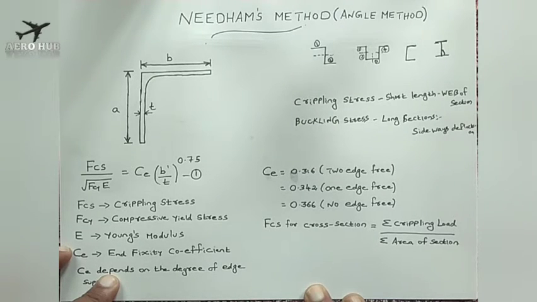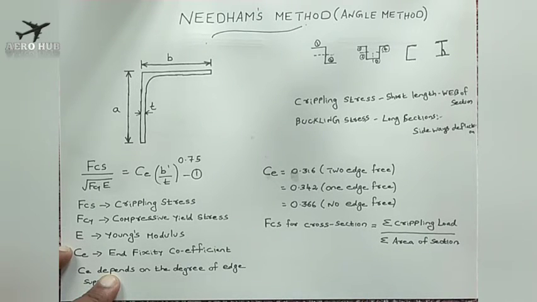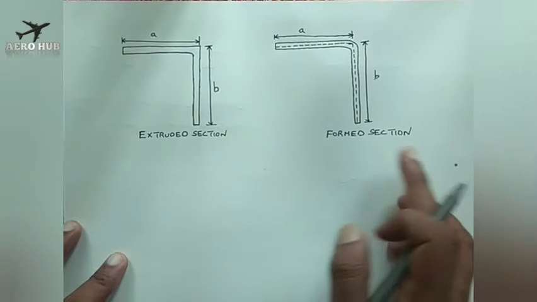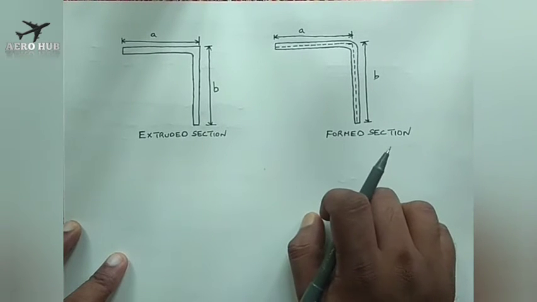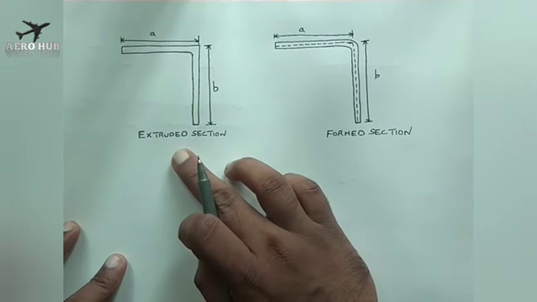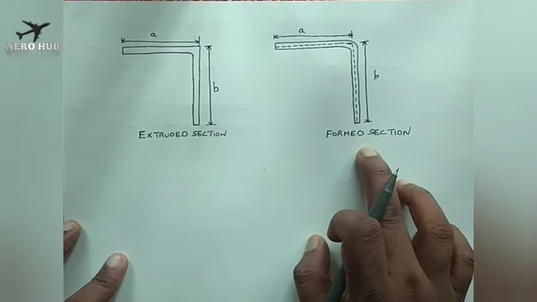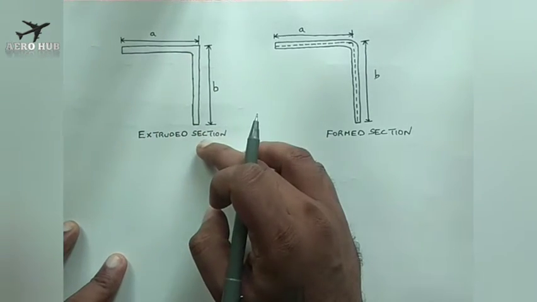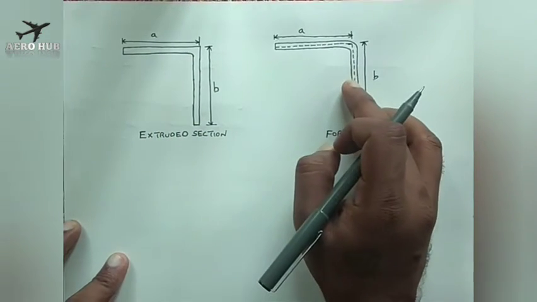And we have two types of sections used in the airframe. They are extruded section and formed section. We have two types of sections used in airframe structures. That is, one is extruded section, second one is formed section. You can see in the figure, we have slight modification for extruded section and formed section.